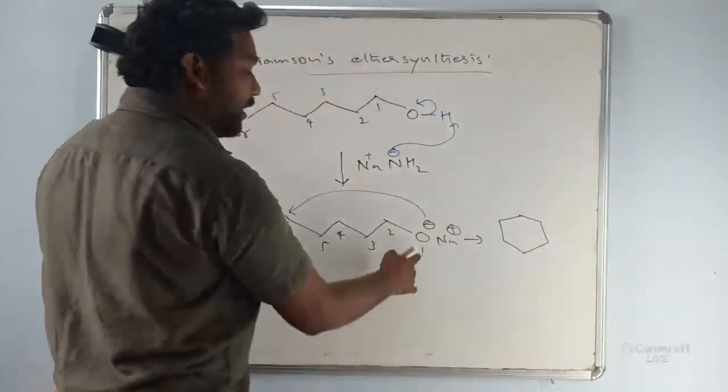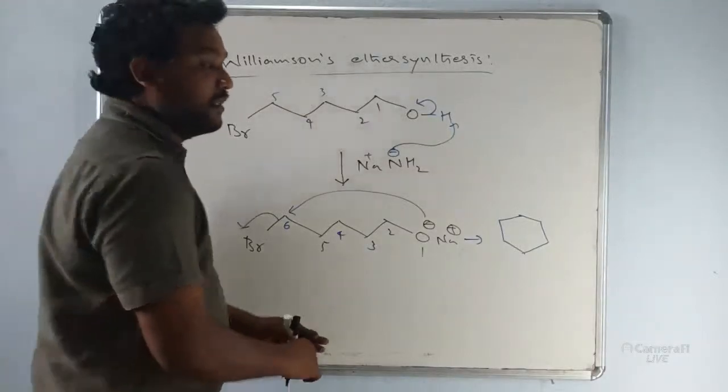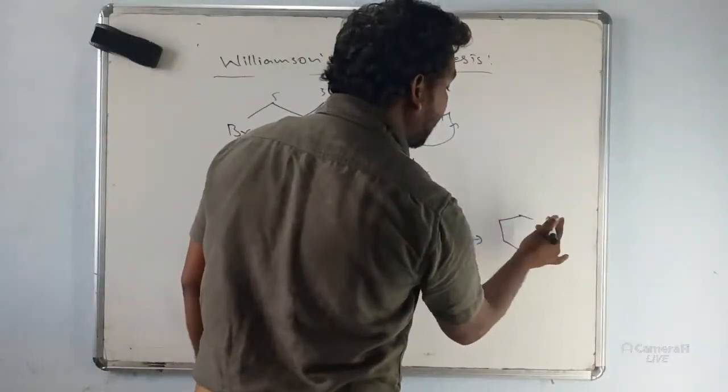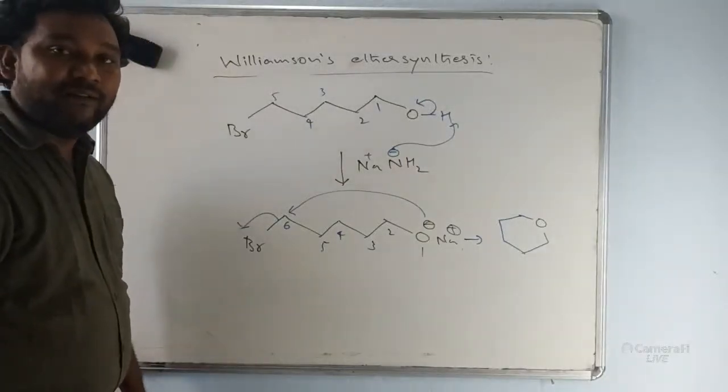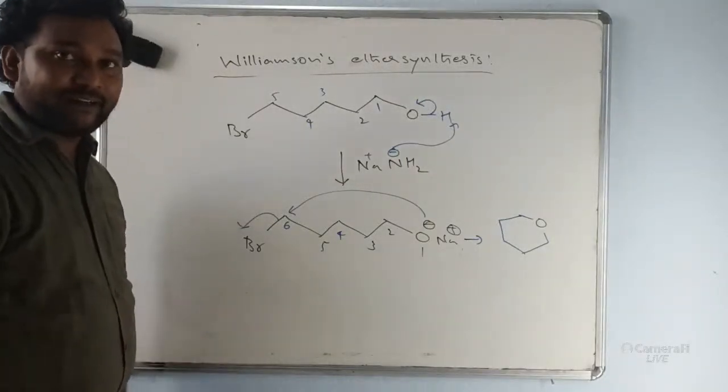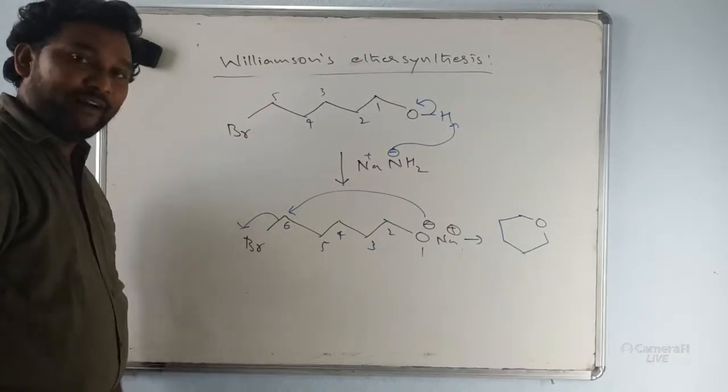Just write the 6-membered cyclic ring. In which, at the first position, which atom is there? Oxygen is there. Just write it. So you are getting this compound. This is called a cyclic ether. We are getting the cyclic ether. Put it down. Easy enough.